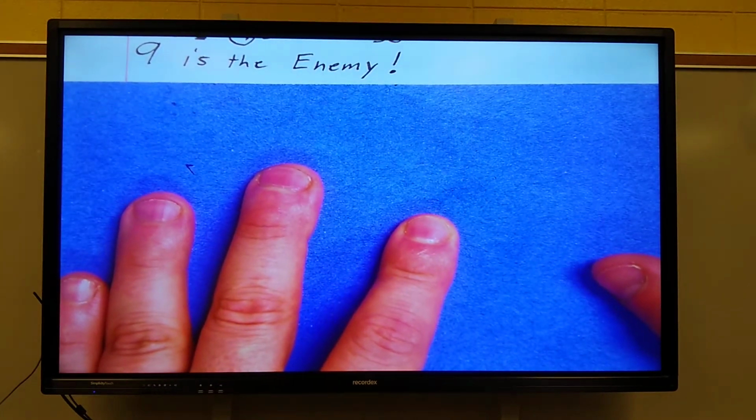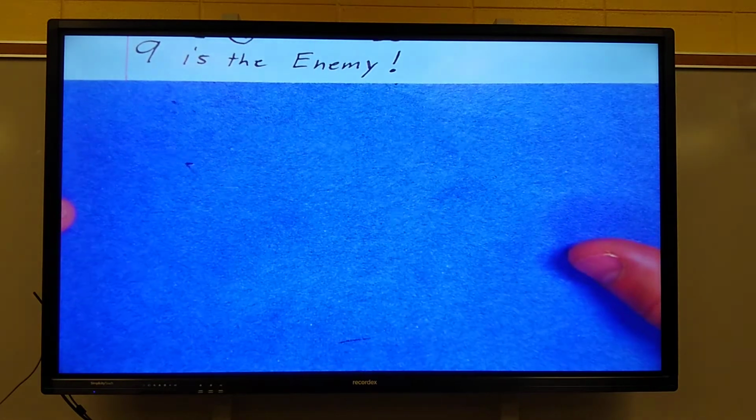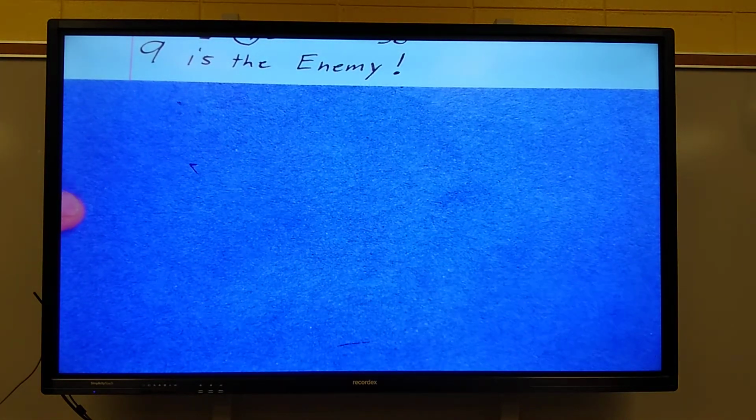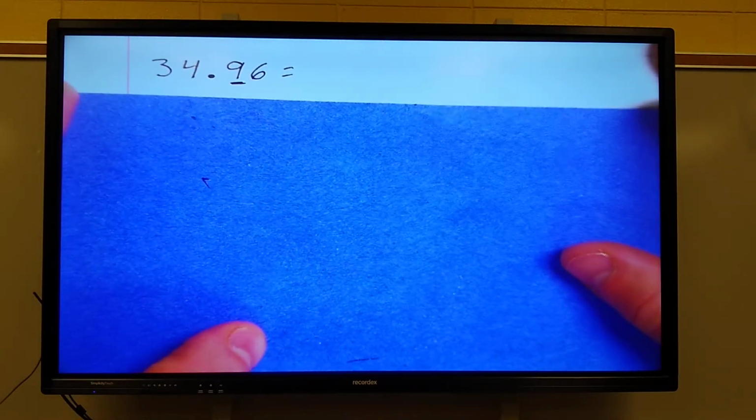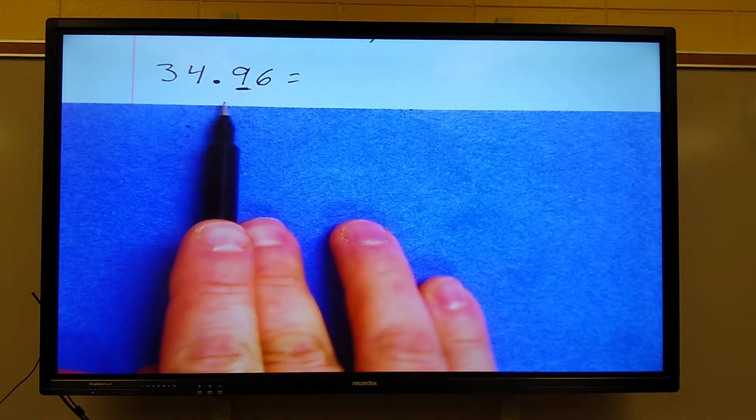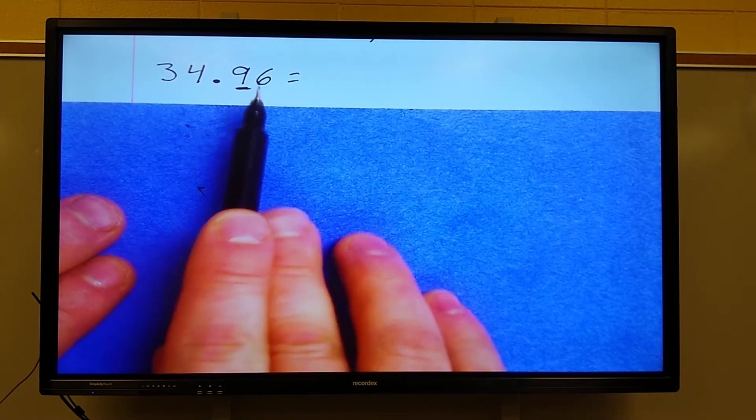Learning something new. 9 is the enemy. 9 is the enemy because it makes you have to do extra work. Listen, on all these numbers, we're going to be rounding the 9. When you round the number 9 up, you will have to round the next number over to the left up 1. When you round the number 9 down, it stays the same, like all numbers do.